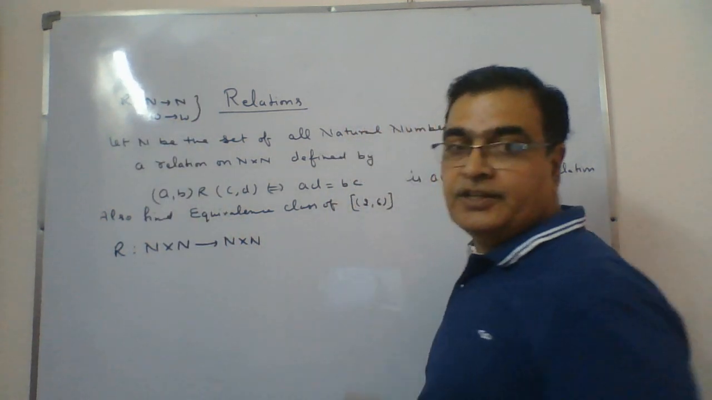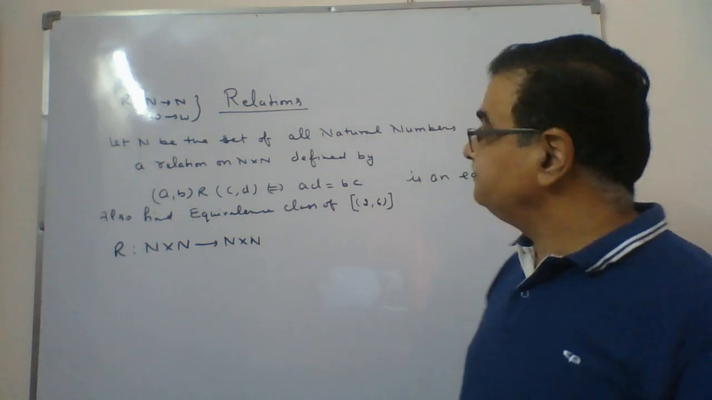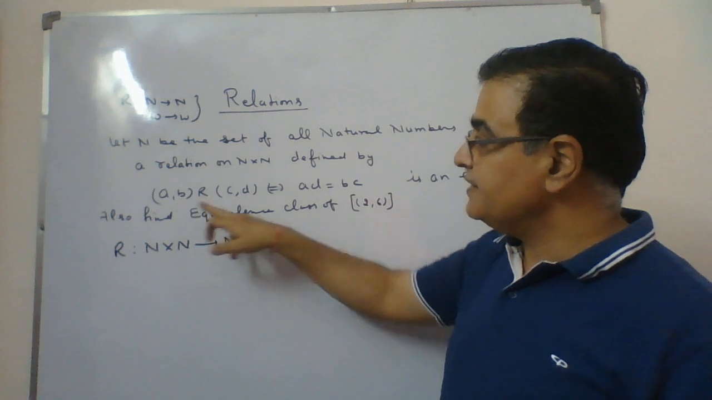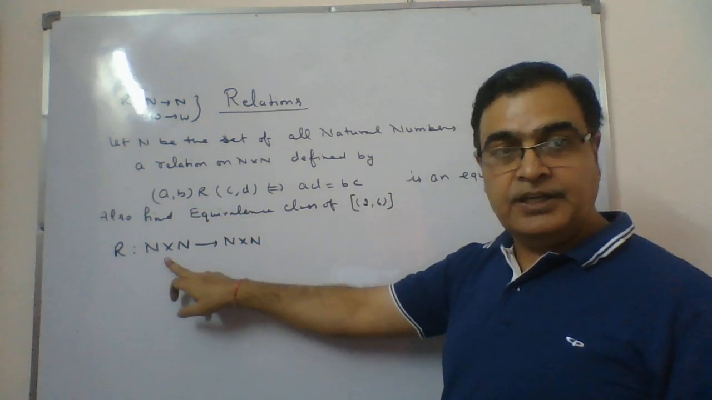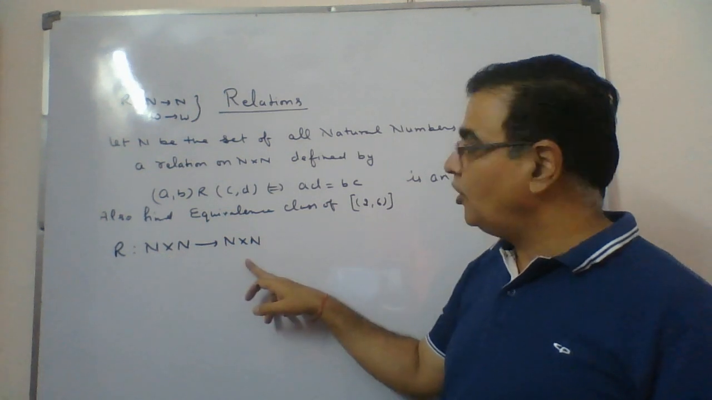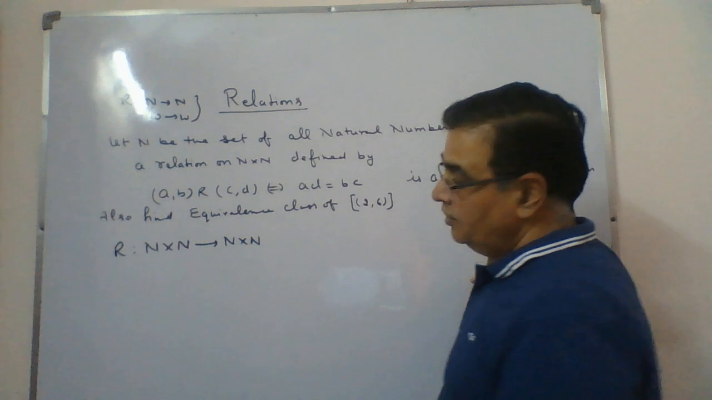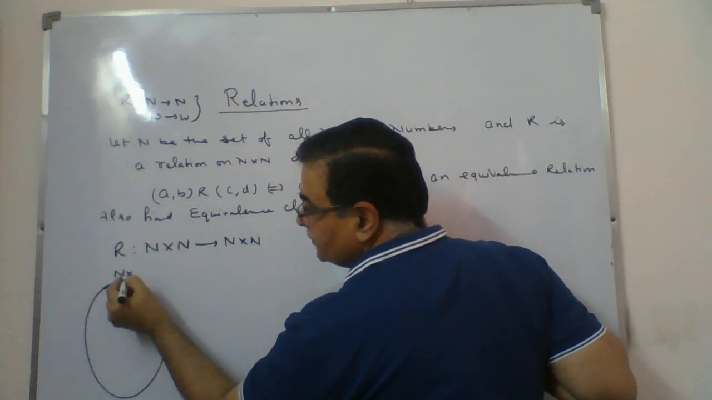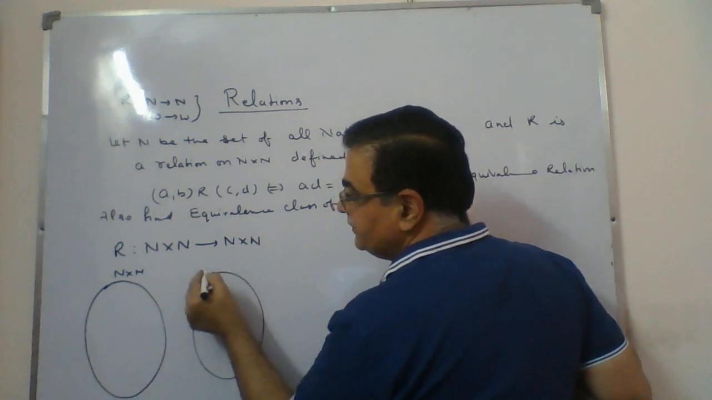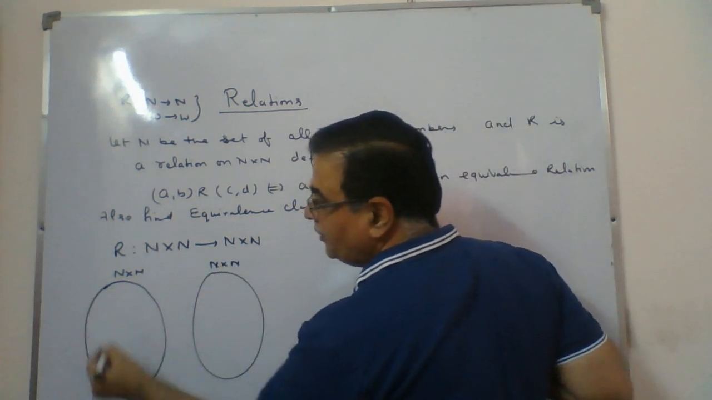But now they are saying the relation is going from a Cartesian product to the Cartesian product, and it is defined as (a,b) relates to (c,d). Because this is N cross N, it will have an ordered pair, and they will relate if ad comes out to be equal to bc. This set is N cross N, and this set is also N cross N. Here we have the ordered pairs.